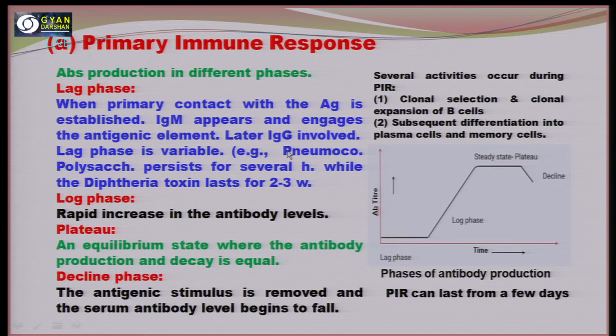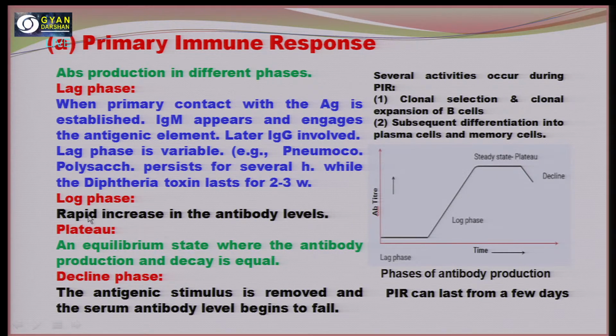The lag phase is variable. It may be a very short time, or it may be 1 to 2 days. For example, with pneumococcal polysaccharide the lag phase persists for several hours, while with diphtheria toxin it lasts for 2 to 3 weeks. So you can understand that the lag phase may be variable. In the case of COVID-19, the lag phase is around 5 to 6 weeks.